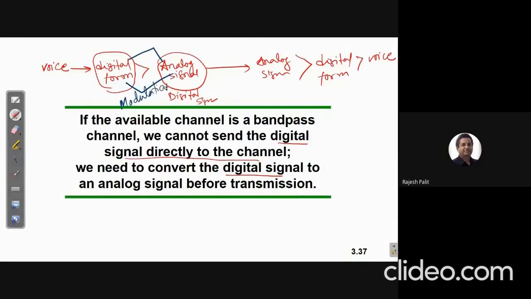Actually, it is not conversion. It is some sort of you change the attribute of the analog signal according to the digital data. That is not conversion, that is the modulation. You modulate the analog signal or carrier signal according to the digital data, and that is called the modulation, and this is known as the demodulation.